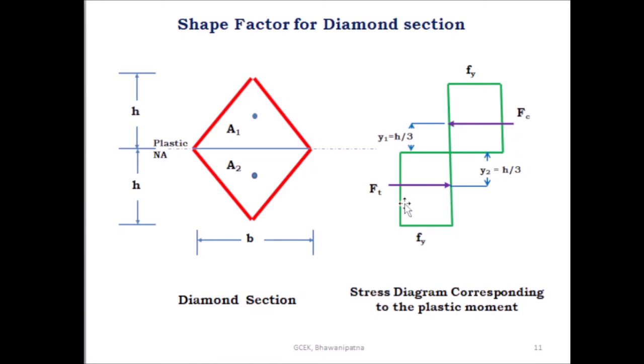So here also you can find out the yield moment, then the plastic moment, then you can find out the shape factor. The yield moment you can find out by taking the relation My is equal to Fy into I by Y max. This is the formula.